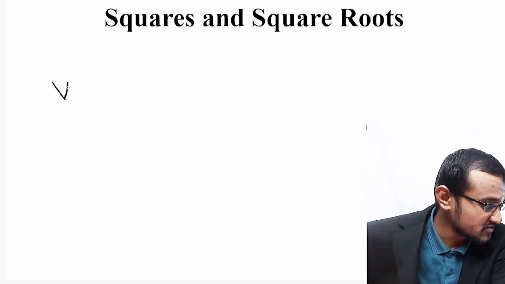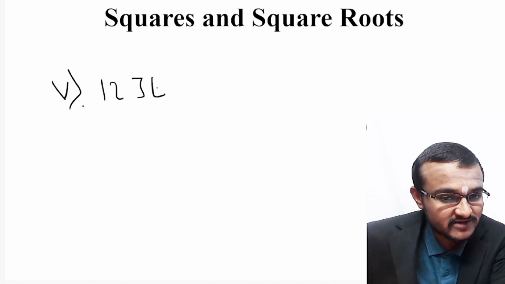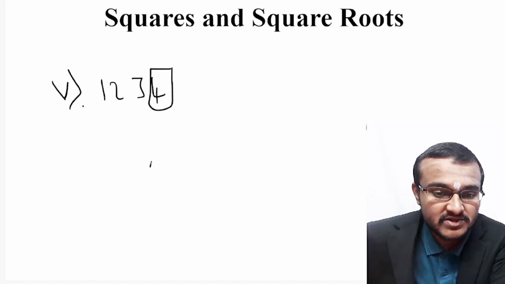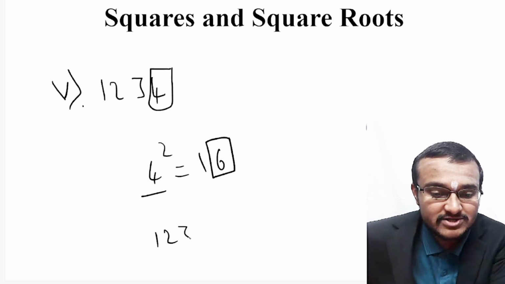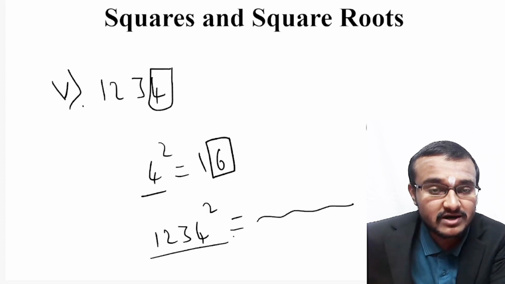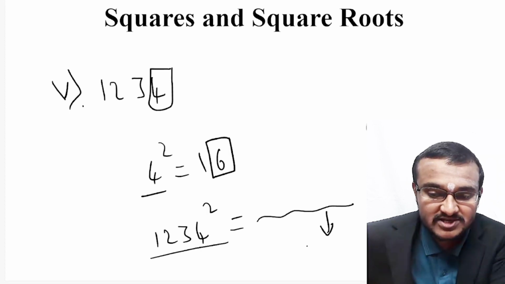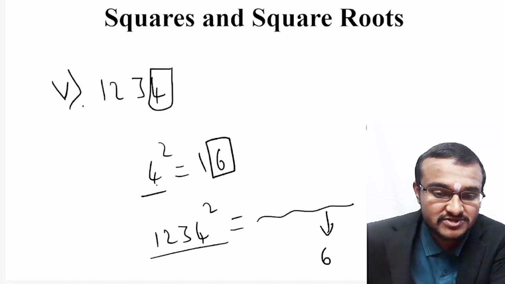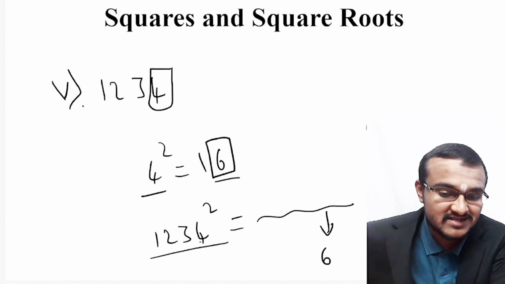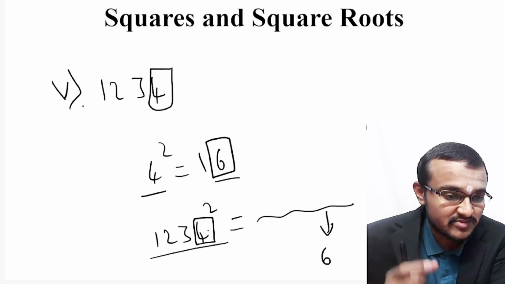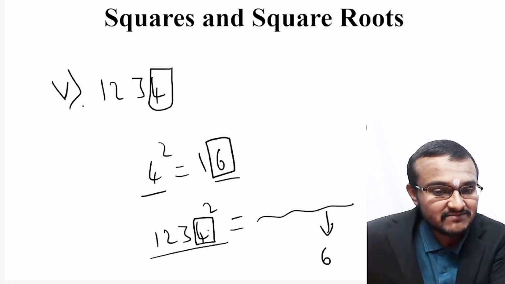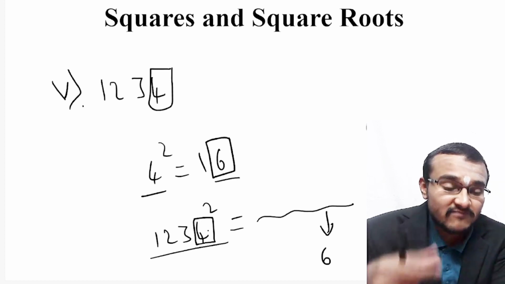Coming to the fifth question in this problem, it is 1234. You just take the square of 4. So 4 square is equal to 16. So 6 is the ending digit of 4 square. That means when you do the square of 1234, you will get a certain number, and this square number will end with 6, because 4 square also ends with 6. Just take the square of the ending digit, and whatever digit that square ends with, the square of the total number will also end with the same digit.